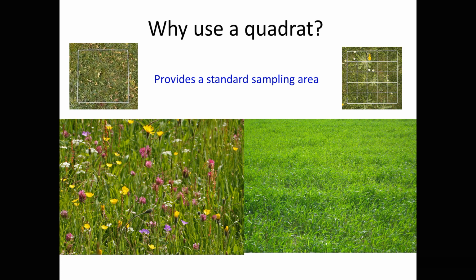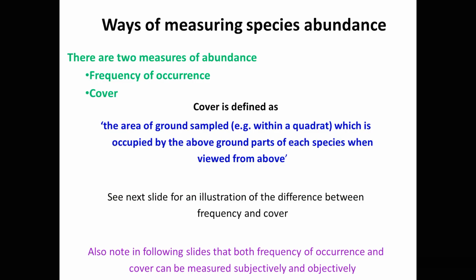What you can also have is it subdivided like that. That's actually very useful for counting within a quadrat, and I'll show you in a moment just how that might actually be useful for doing an objective measure of abundance. So talking about species abundance, there are two measures of that. It's how frequently something occurs and what the amount of it is where it does occur.